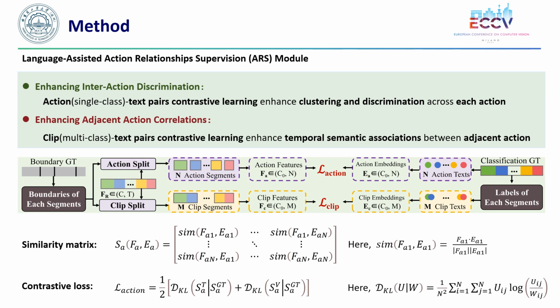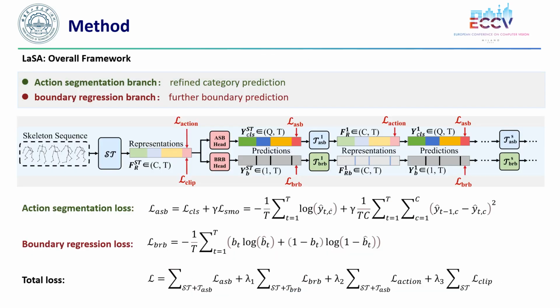For action discrimination, we use contrastive learning with action text pairs to enhance action clustering and separation. For adjacent action correlation, we apply clip text pairs contrastive learning to improve temporal associations between neighboring actions. This module is only used during training. The overall framework includes two branches for action segmentation and boundary regression, responsible for per-frame classification and boundary prediction. Training involves using 4 different loss functions, as shown in the diagram.